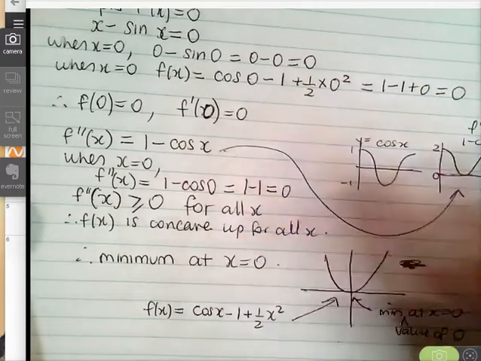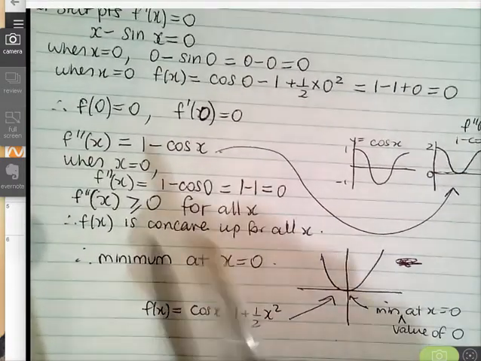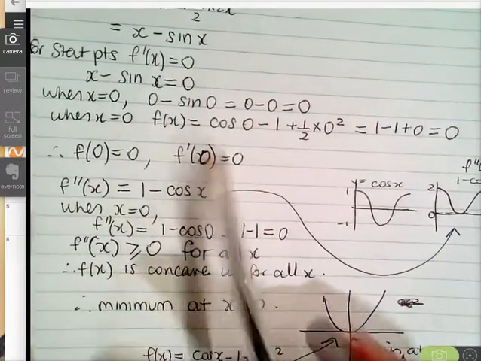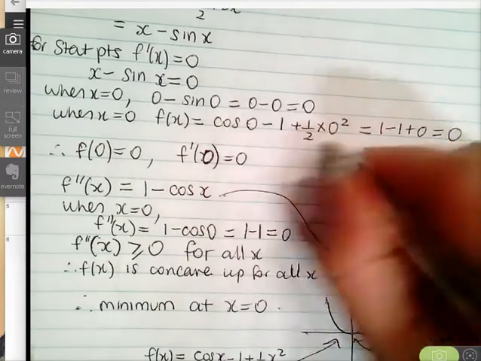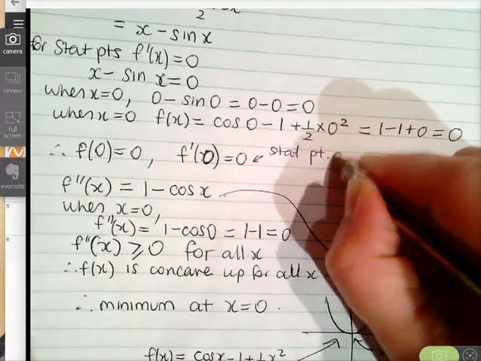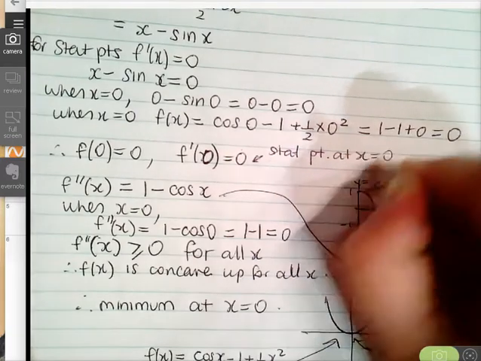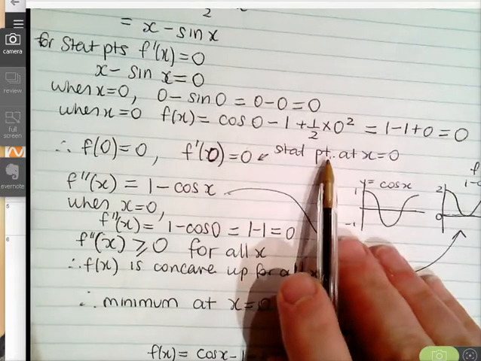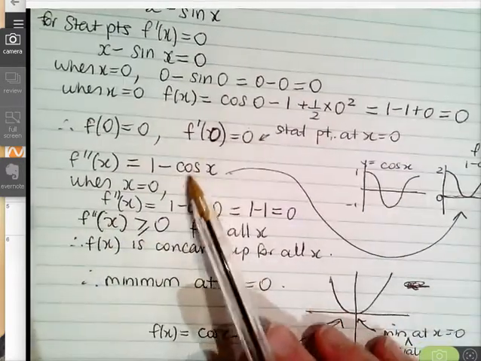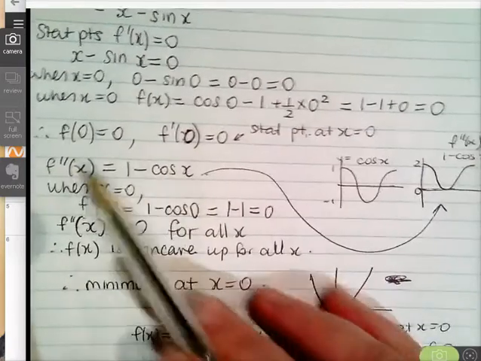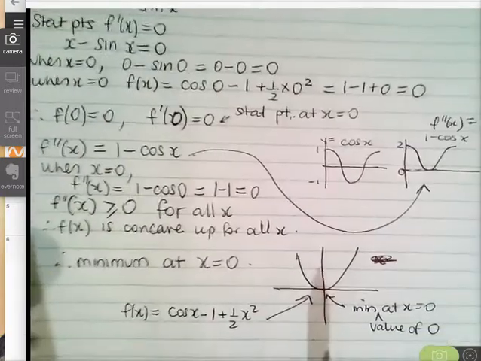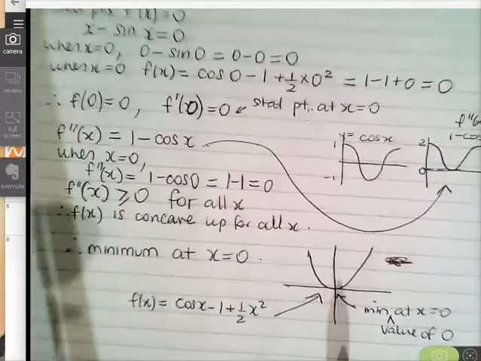We're not sure how wide or how steep it is, but we know we've definitely got a stationary point here. This is telling me the stationary point is at x equals 0, and the value at the stationary point is 0. Looking at the second derivative on its own isn't telling me that much, but here I can see that it's greater than or equal to 0 if I sketch the function 1 minus cos x. So therefore we must have a minimum at x is 0.